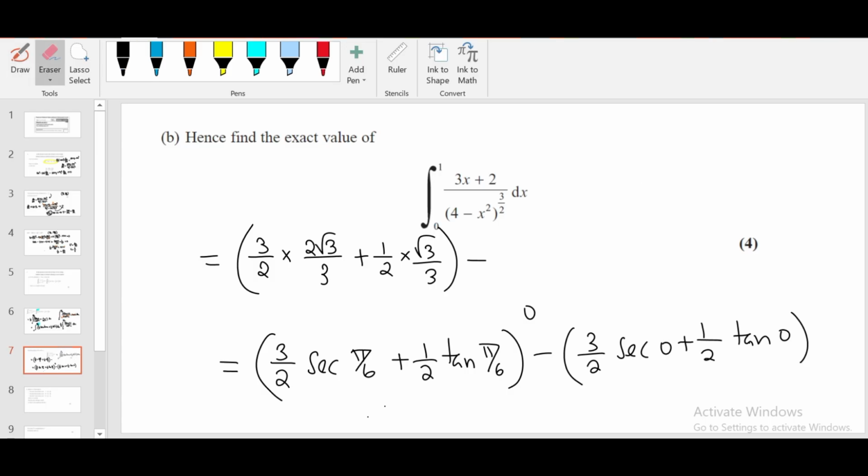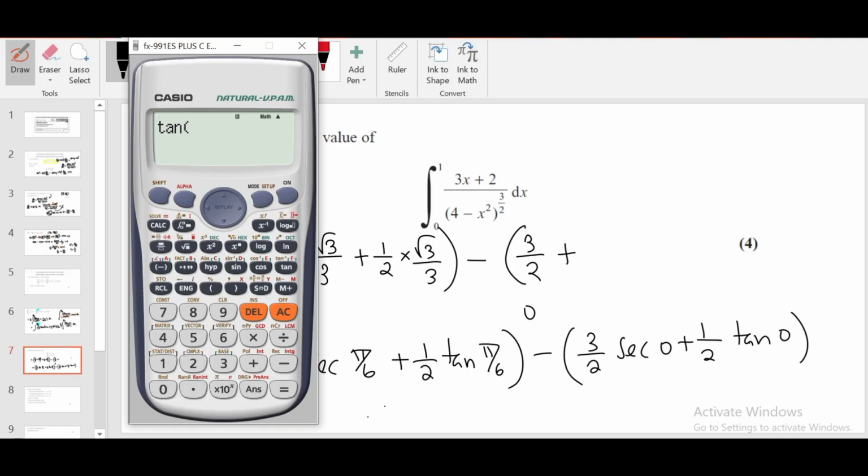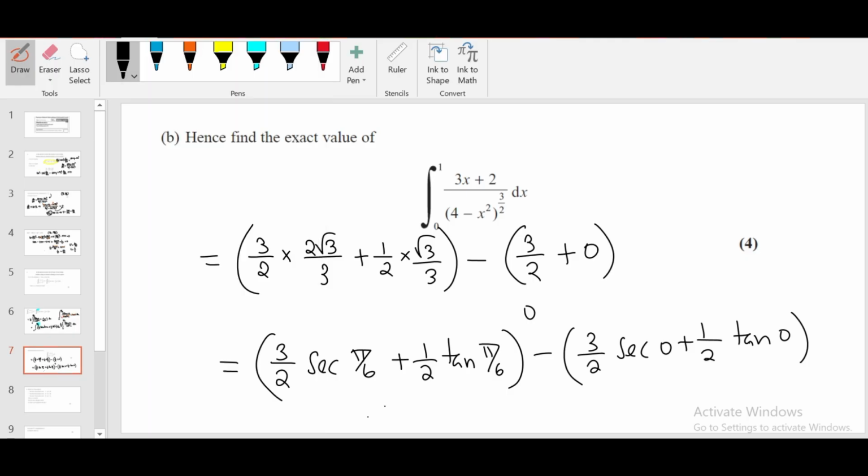Minus, let's sub in the lower limit. 1 by cos 0. Cos 0 is 1. So secant 0 is also 1. So it's just 3 over 2 plus tan 0. Tan 0 is 0. So we need to simplify this.